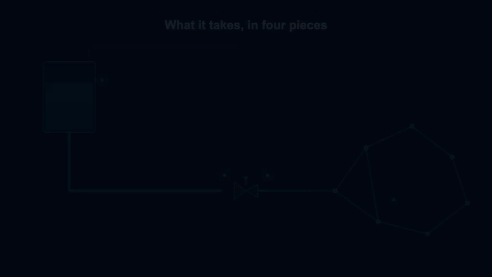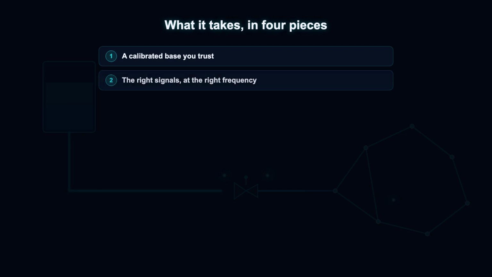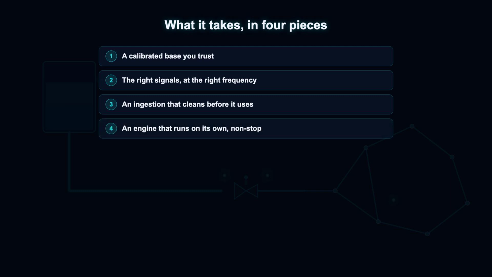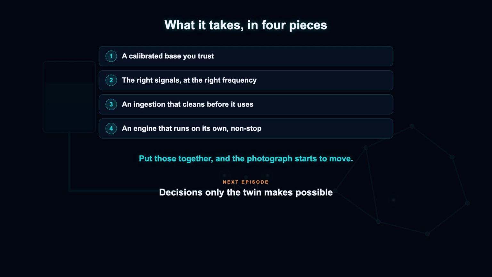So what does it take for a model to become a twin? 4 pieces. A calibrated base you trust, the right signals, at the right frequency, an ingestion that cleans the data before using it, and an engine that runs on its own, non-stop. Put those 4 together, and the photograph starts to move. In the next episode, the most interesting part, the decisions that only the twin makes possible.